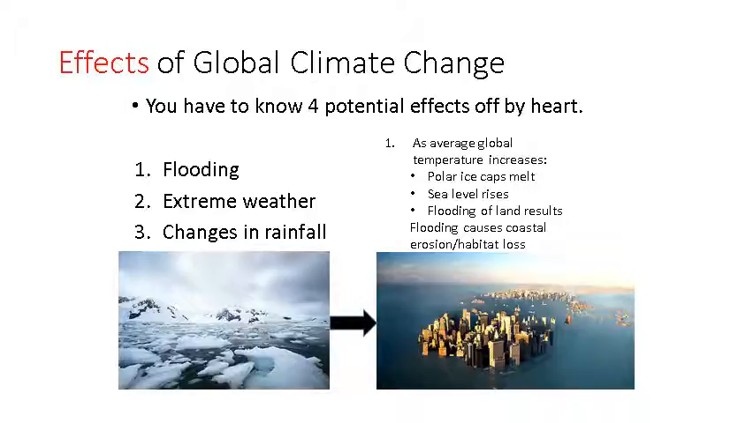So where does flooding come from? The Earth's surface temperature increases, the ice caps melt. Ice caps melt, sea levels rise. And if sea levels rise, anywhere next to the coast is going to end up underwater. That's a problem for humans because human settlements are going to get flooded. If you're an animal, you're going to lose your habitat. That's bad as well.